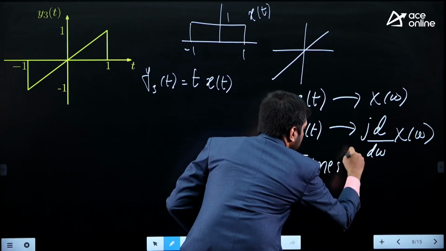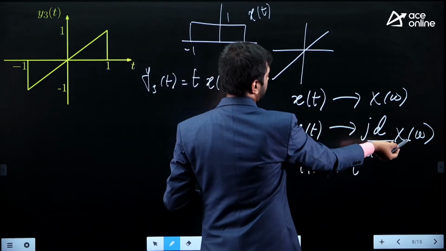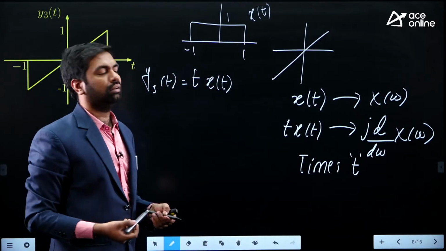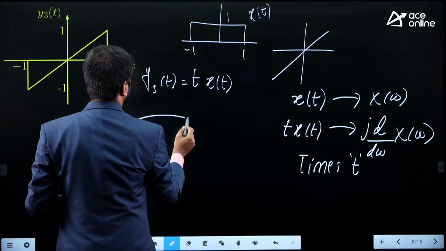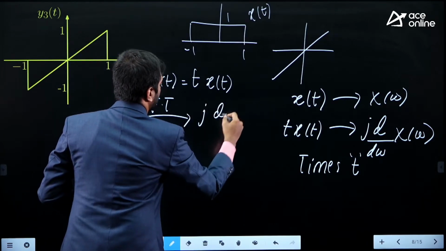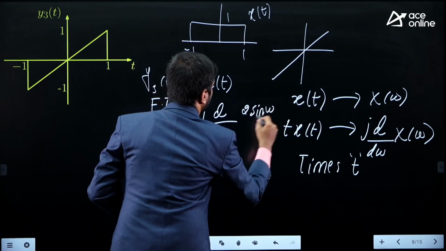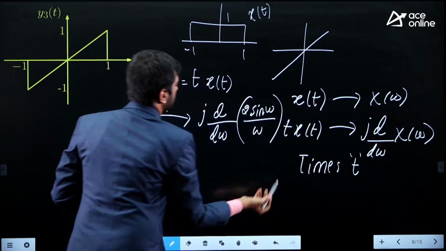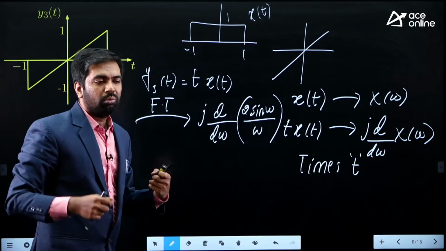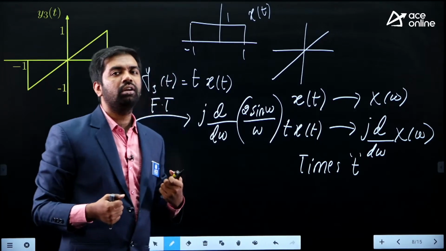So what's the answer? The answer is so simple. It is j d by d omega of X of omega. X of omega we already know, 2 sine omega by omega. So the Fourier transform is j d by d omega of 2 sine omega by omega. You have to simplify this. So finally, I got the Fourier transform of y3 of t, using the rectangular pulse.